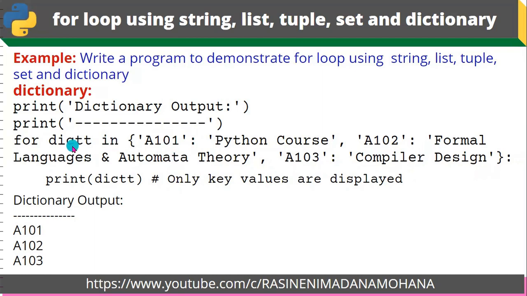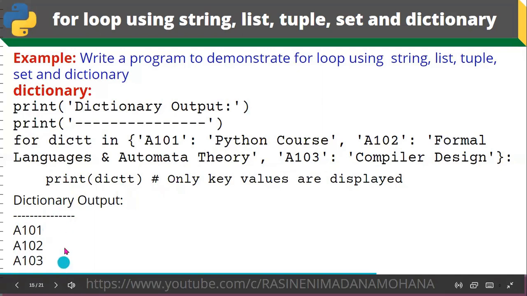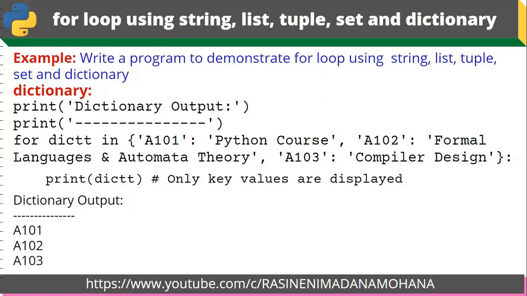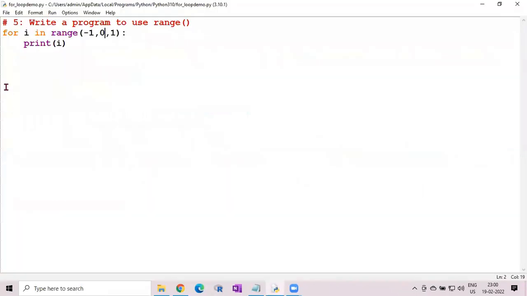Whenever you run this program, what is the output here? Print DSCTT. Here it prints only key values. By default, whenever you print the dictionary variable, it takes only the keys. First A101, second A102, third A103. Here you can see the output is A101, 102, 103. But later, while discussing dictionary in detail, we will see how to display the values also along with the keys. That we will discuss at that time. So now this is one example program: for loop with the sequences string, list, tuple, set, dictionary. Now let us demonstrate this program.